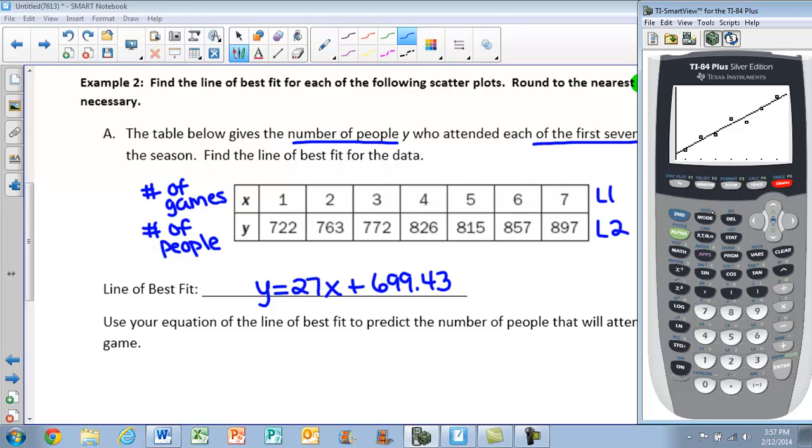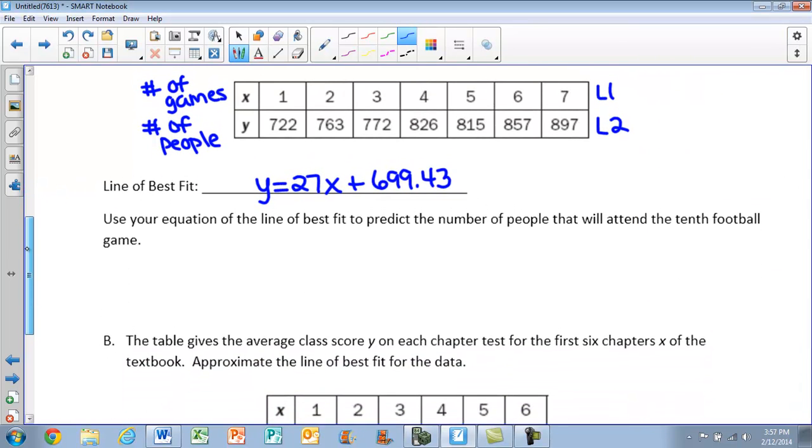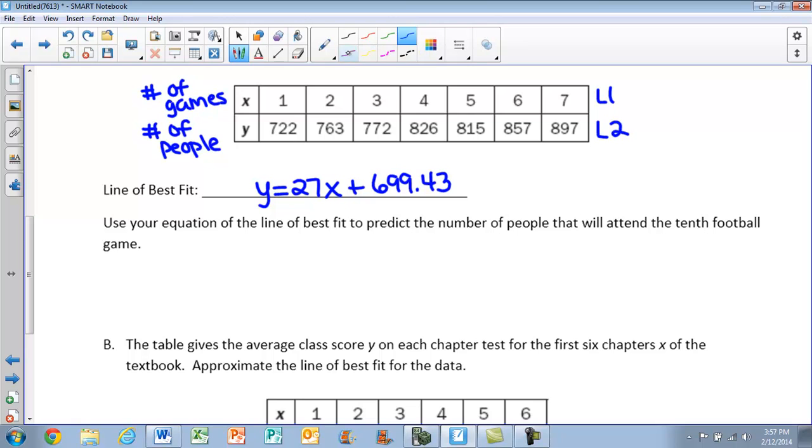After we do all of this, we can go ahead and look at the second part of our question. We can actually use our equation to predict the number of people that will attend the 10th football game. What it's telling us is we are using the 10th football game. Well, remember, X was our number of games. So I'm going to write that down again just so we don't forget. X equals my number of games. So to predict how many people Y are going to attend this game, I just have to plug in 10 for X.